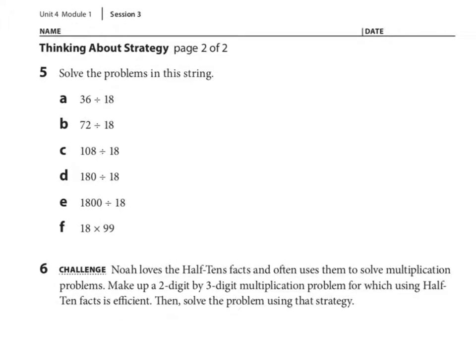Number 5, solve the problems in this string. Again, we're going to use what we do in the beginning to help us with the rest of these. So the first one, 36 divided by 18. So again, I'm thinking of multiplication when I'm solving these division problems. I'm thinking 18 times what equals 36. How many groups of 18 are in 36? I know it's more than one group. What's 2 groups of 18? 18 doubled. That's right, it's 36. So the answer is 2.